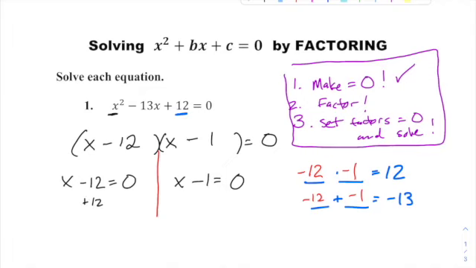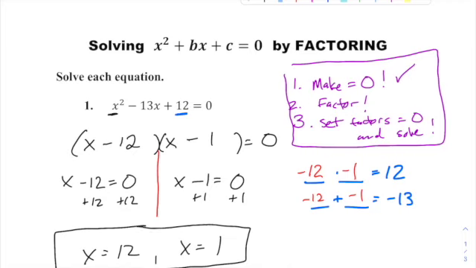Pretty easy equation to solve. Just add 12, so we get x equals 12. Add 1 here, and x equals 1. Two solutions. Quadratics are always going to have two solutions. That's something you're going to learn in algebra. Whatever that degree is, whatever that highest exponent is, that's how many solutions the equation is going to have. So kind of a nice trick to know. So 12 and 1, you could check by plugging them into the original and making sure it equals 0 if you like.